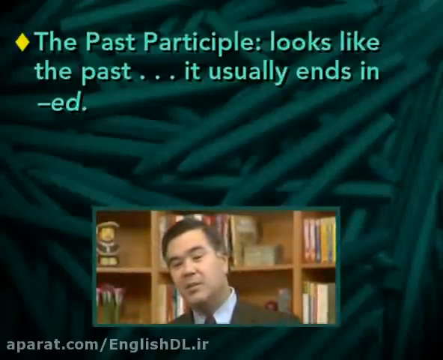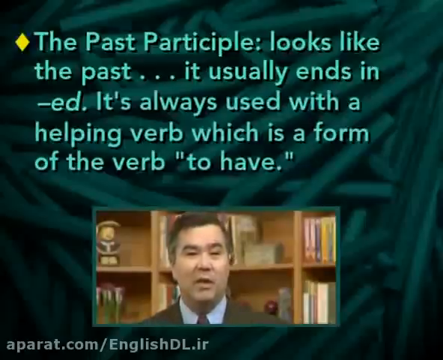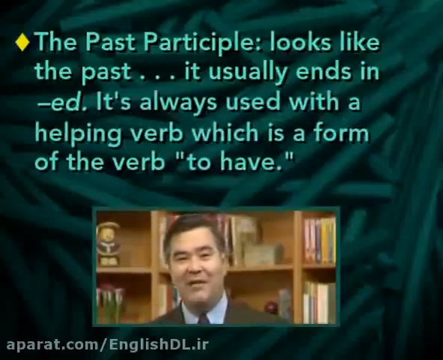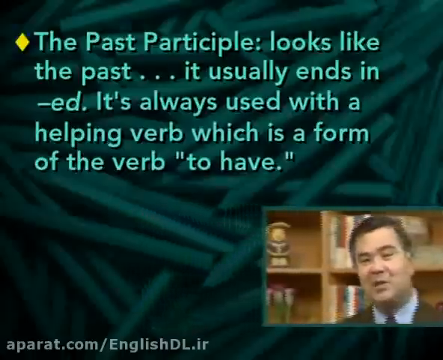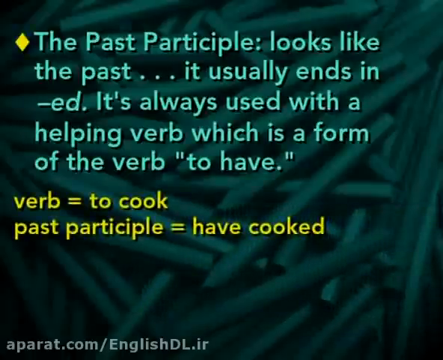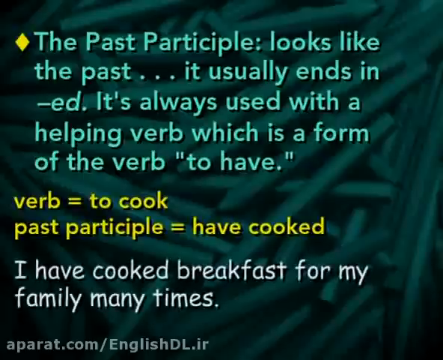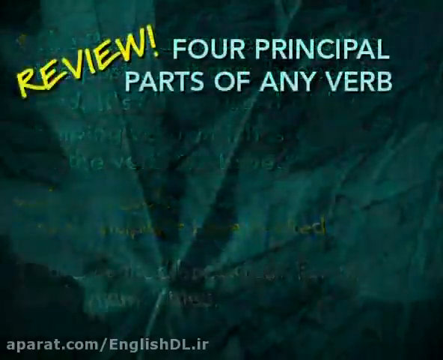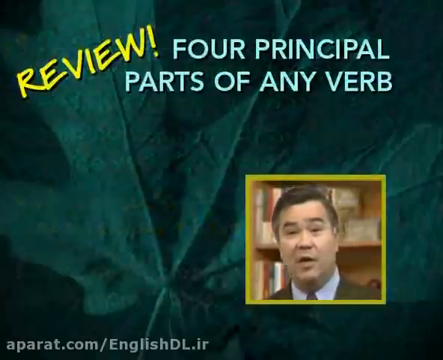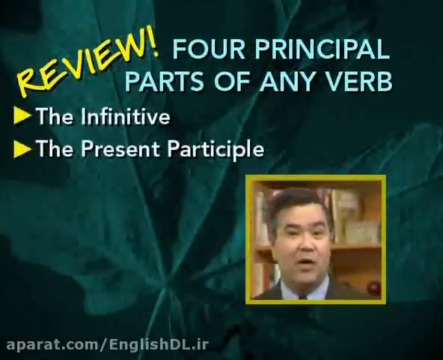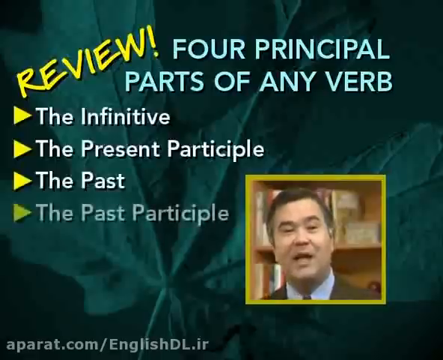The past participle is always used with a helping verb, which is a form of the verb to have. So, for example, the past participle of to cook is cooked, but it would be used with a helping verb, such as have cooked. I have cooked breakfast for my family many times. That's an example of how the past participle would be used, with a helping verb, which is a form of the verb to have. These, then, are the four principal parts of any verb: the infinitive, the present participle, the past, and the past participle.